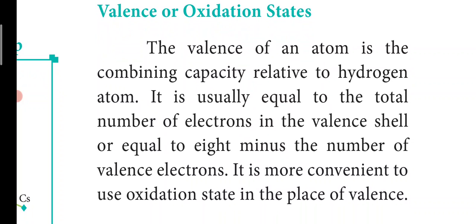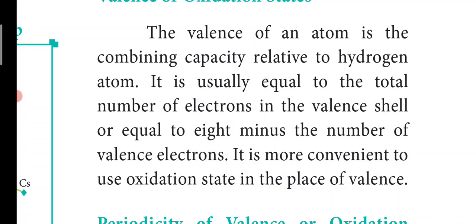Valence or oxidation state, what is the difference between both, or do both mean the same? Let's see now. The valence of an atom is the combining capacity relative to hydrogen atom. It is usually equal to the total number of electrons in the valence shell, or equal to 8 minus the number of valence electrons. So valence, outermost shell valency means what? Combining capacity.